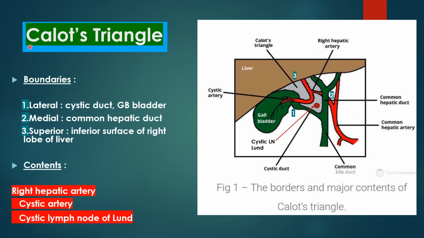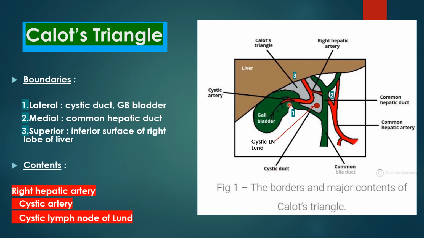Now we come to Calot's triangle. Okay, Calot's triangle is this gray shaded area here in the region of the gallbladder and the bile ducts. Its boundaries are, laterally, the cystic duct and the gallbladder. The medial border, the common hepatic duct, and its branch the right hepatic duct. And the superior border is the inferior surface of the right lobe of your liver.